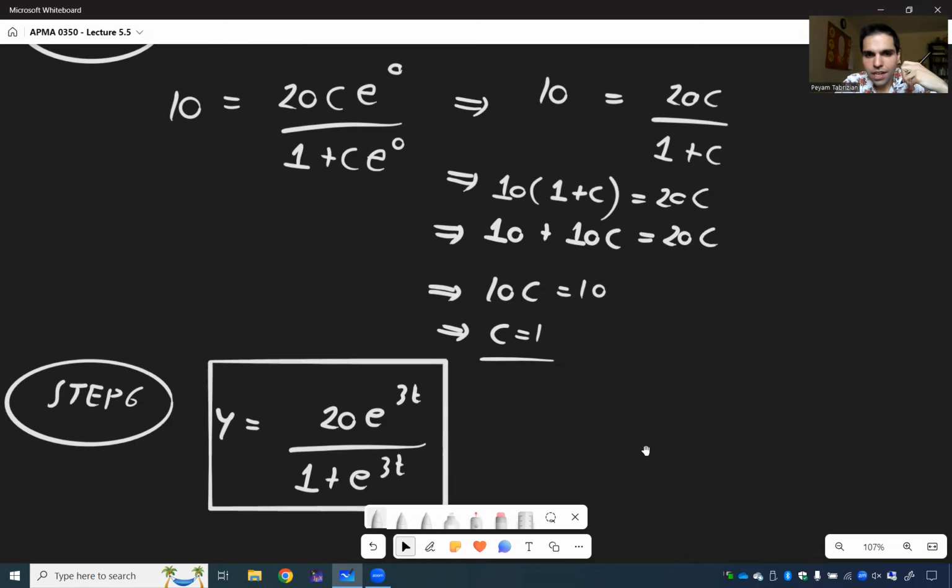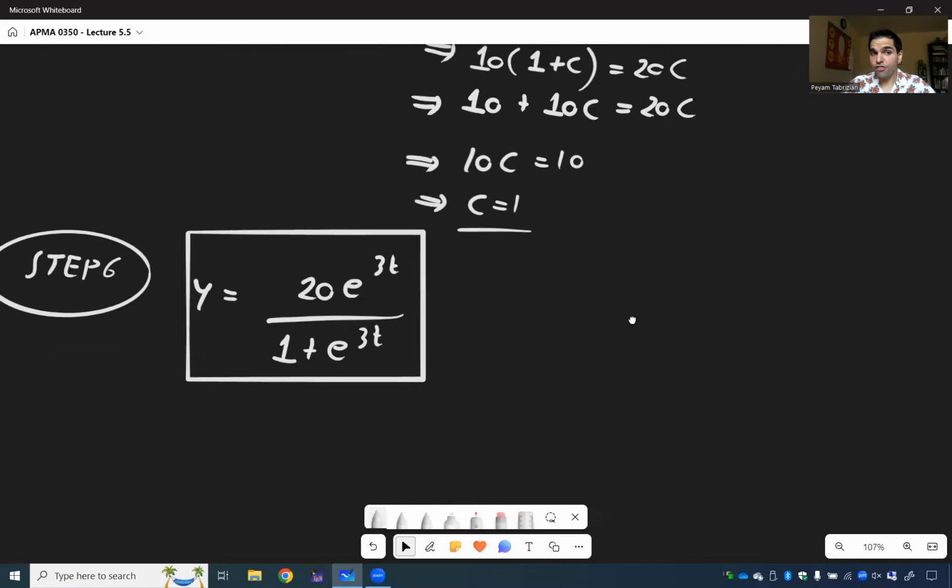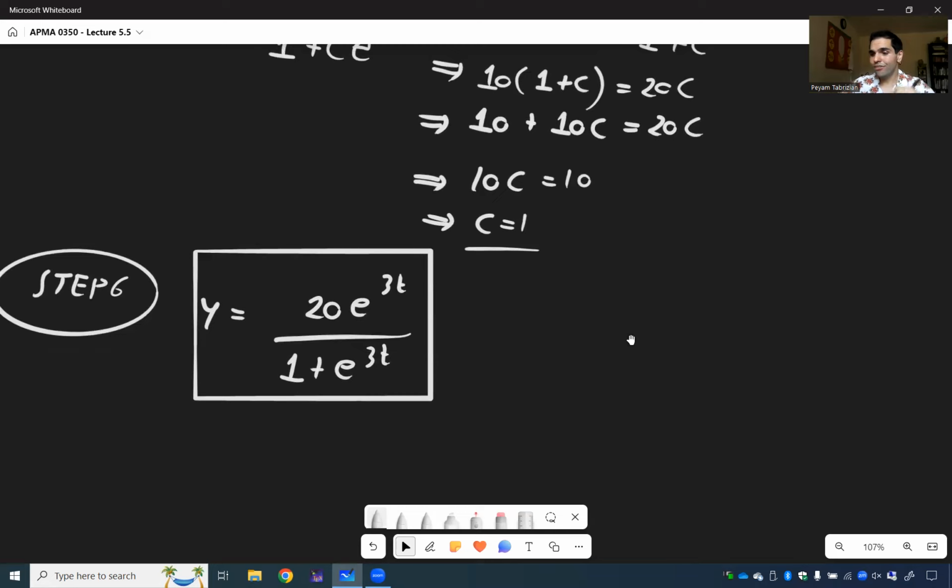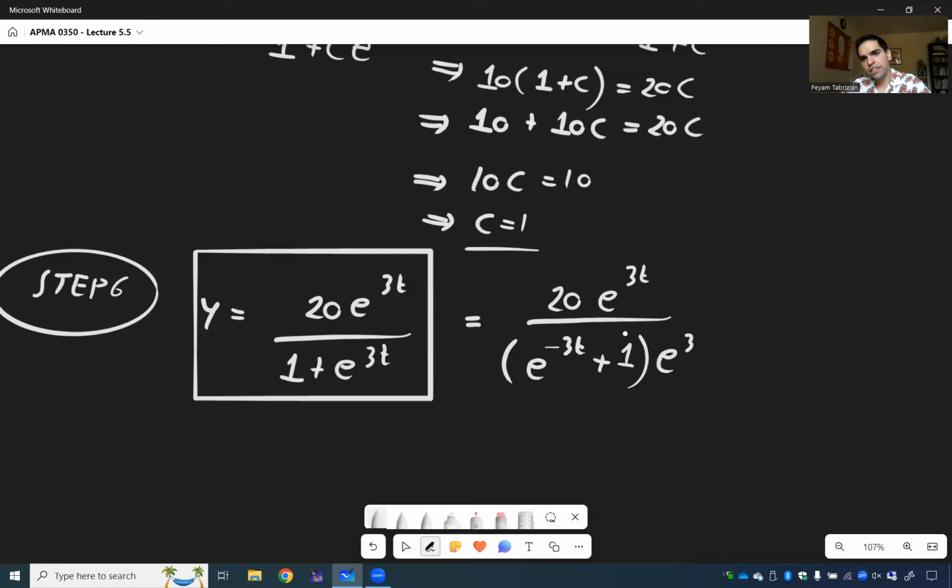Okay, nice. And I want to emphasize, if you leave it in this form, you get full credit. But if you want to simplify this a bit further, you can factor out e to the 3t from the numerator and denominator to get e to the minus 3t plus 1, and then this e to the 3t cancels out, and you get 20 over e to the minus 3t plus 1. And this will be useful because we can then calculate the limit.